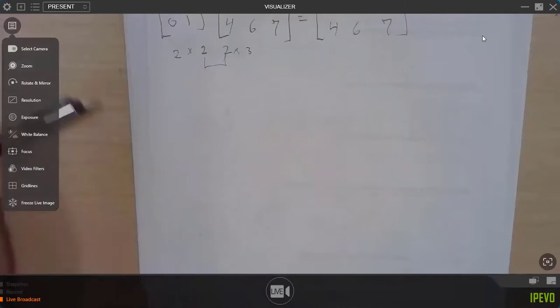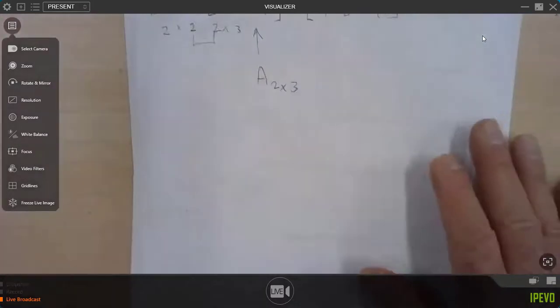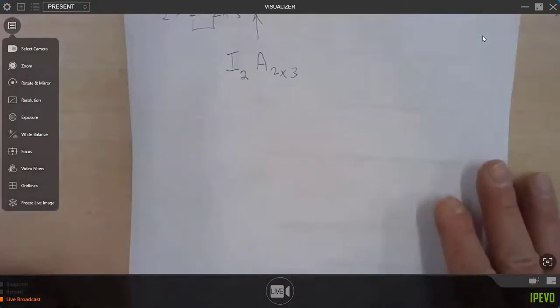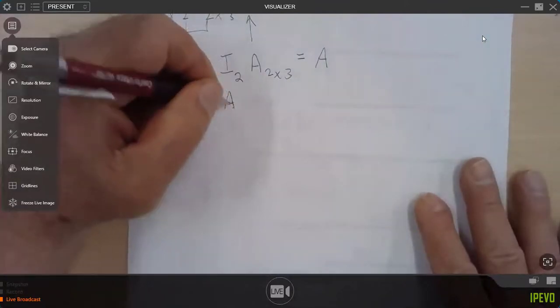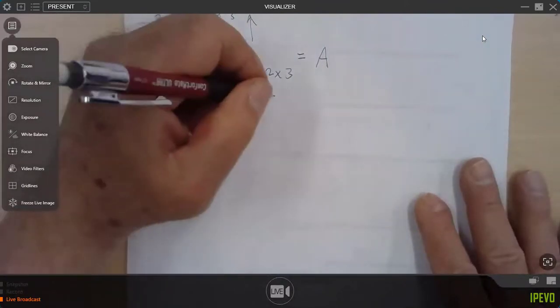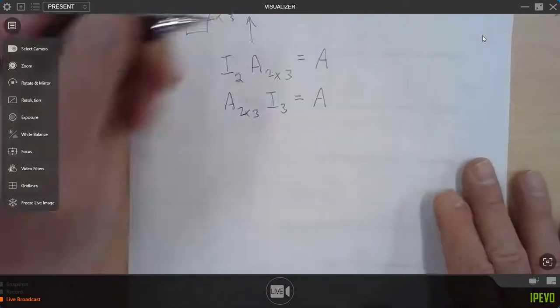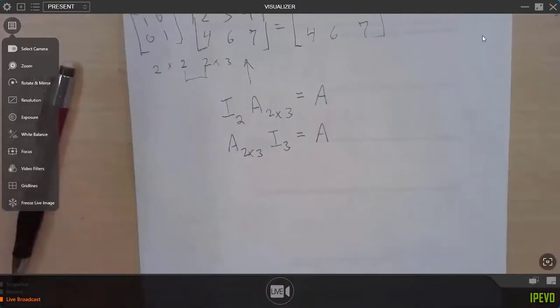So the point is, let me give this a name. A, which is a 2 by 3. What we've shown is that if you multiply it on the left by I2, you get A back again. If you multiply it on the right by I3, you get A back again. So is there a multiplicative identity for matrices? Yes, but it's a little more subtle than with real numbers, right?